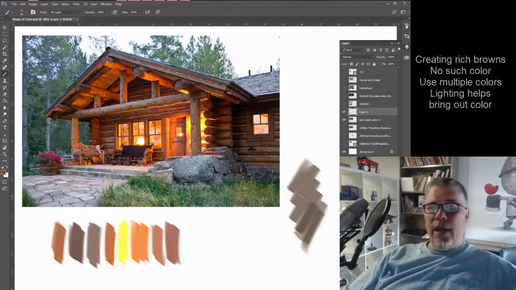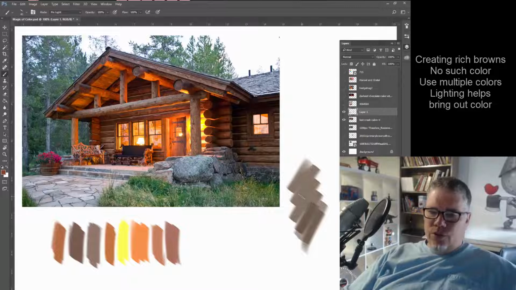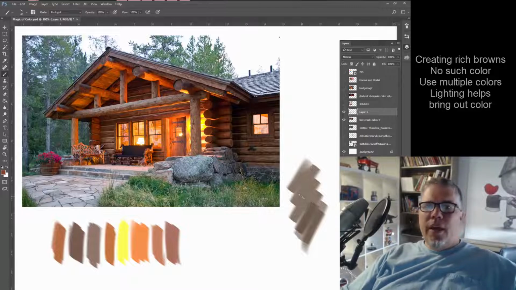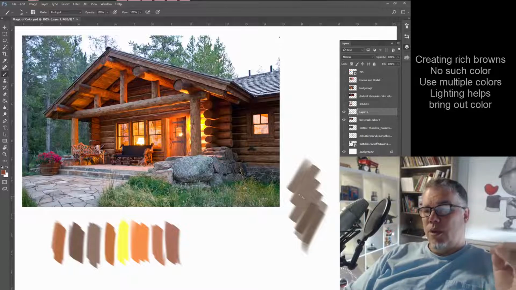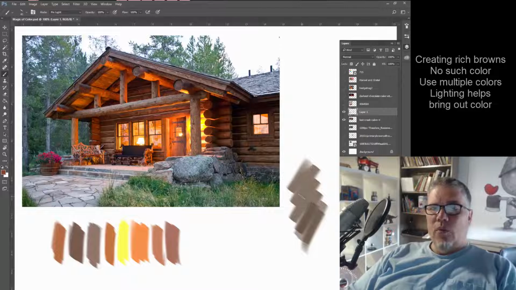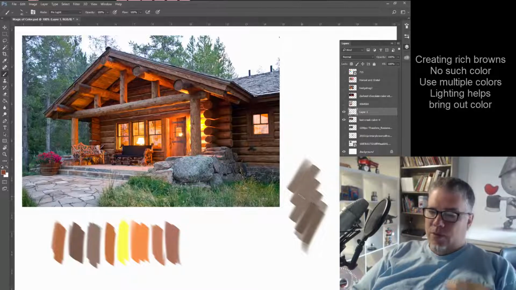And as we looked at with warming colors, like in the cars that we warmed up a few videos ago, that's true for any object: making an object look rich, with vibrant color, you're going to be using lots of different colors to make it. In the next video, I'm going to show you, if you're painting traditionally with actual paint, what colors I buy to recreate browns.